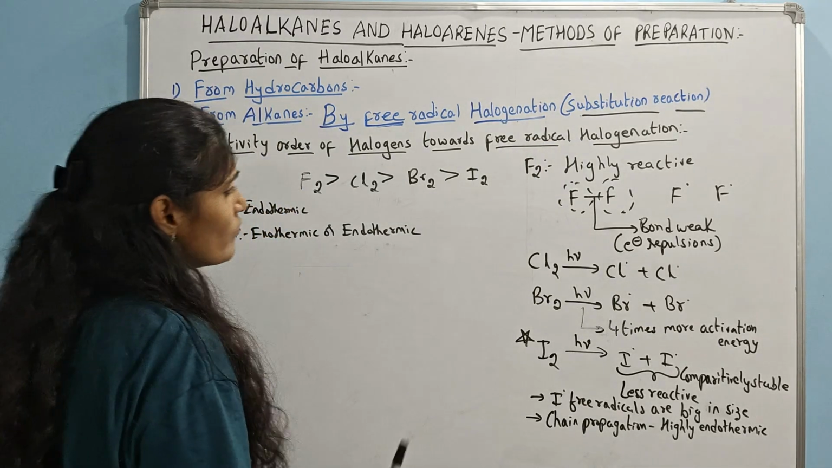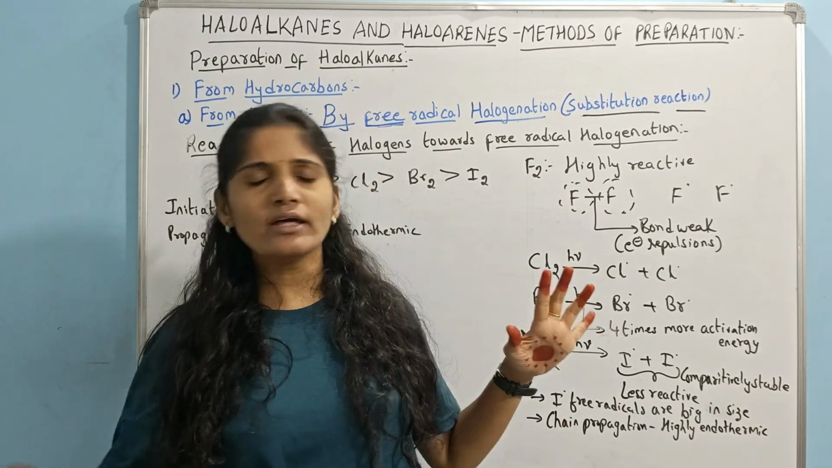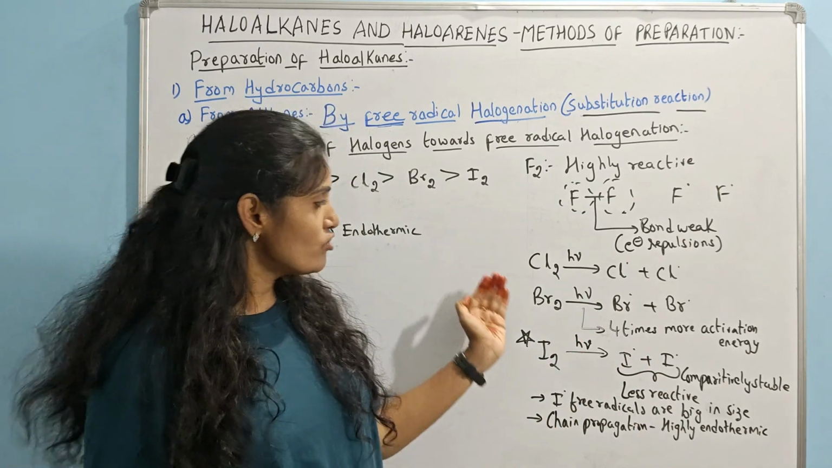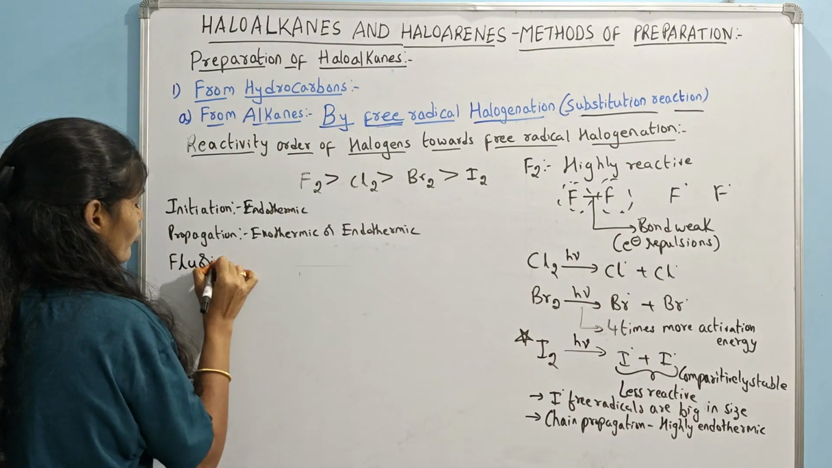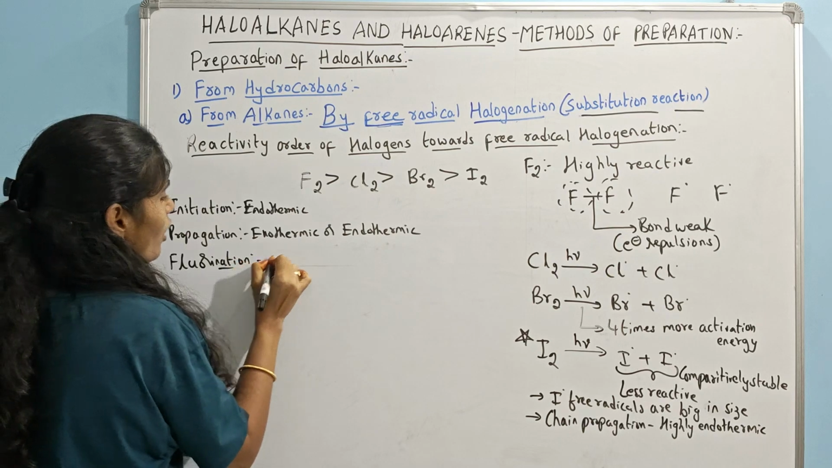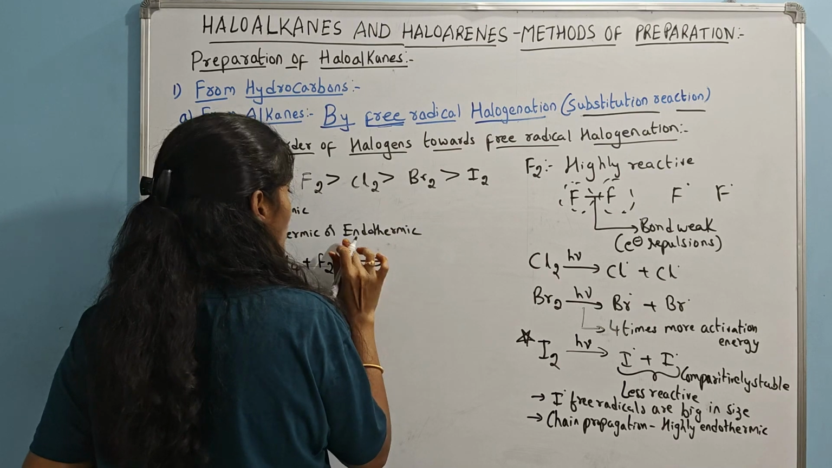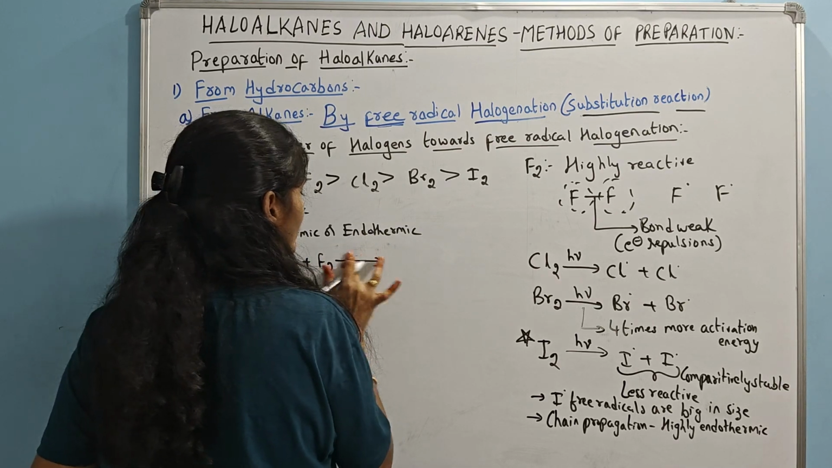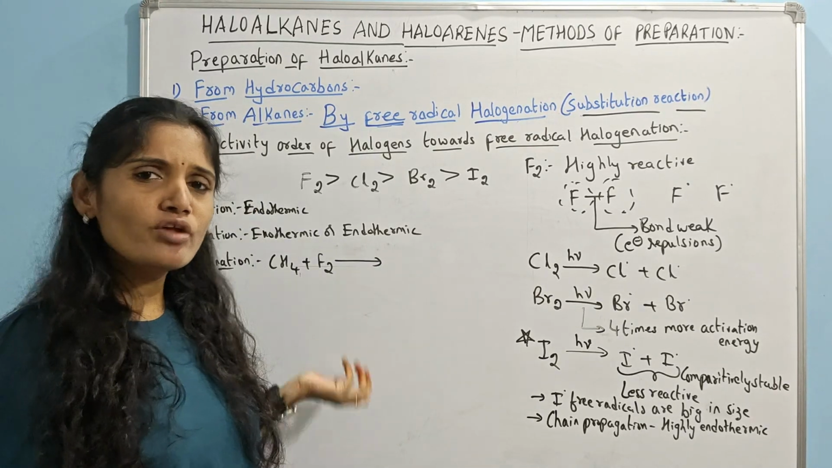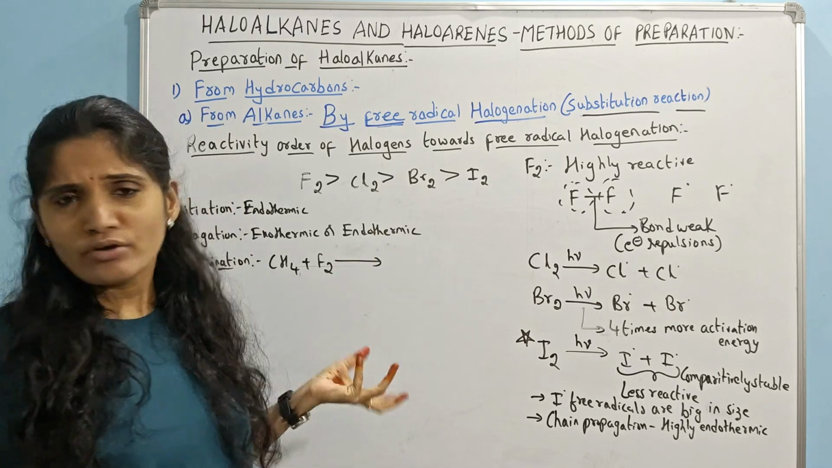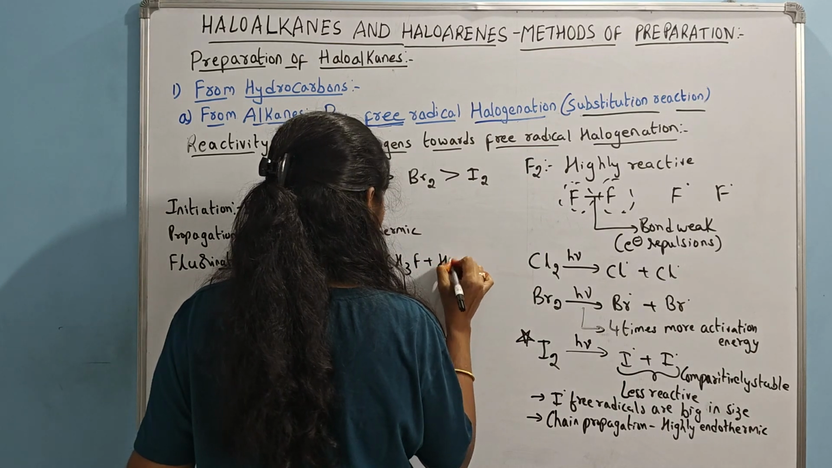We understood that chlorination and bromination we have seen in detail, along with the mechanisms, taking examples. Now when we come to the fluorination process, let us see it: CH4 plus F2. For fluorination I need not give any sunlight also, because fluorine is already very reactive. You need not supply any energy for it, it will automatically happen. So here you get your CH3F plus HF.